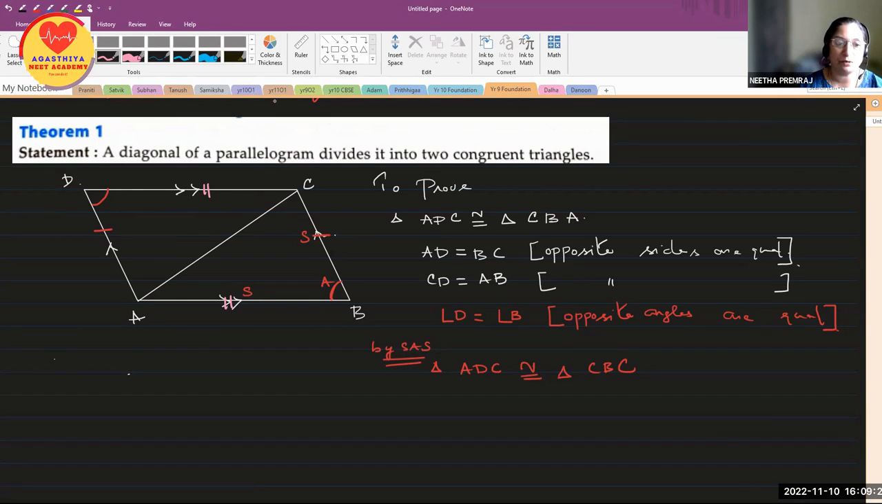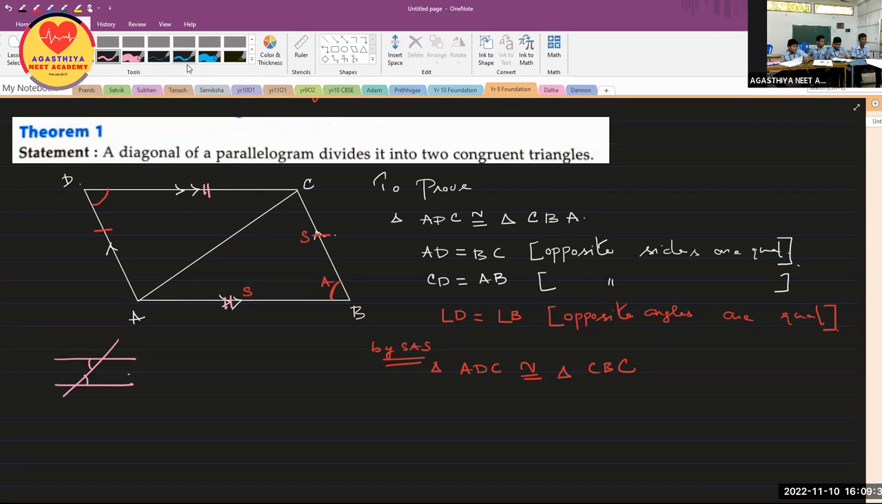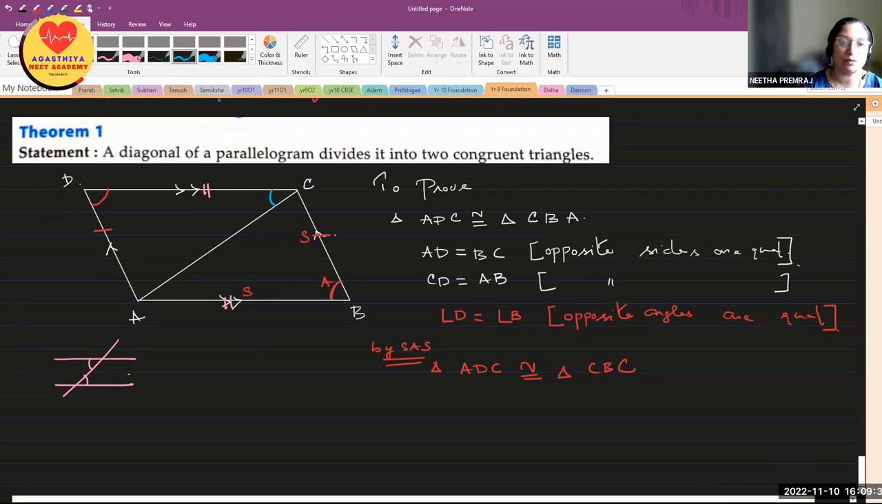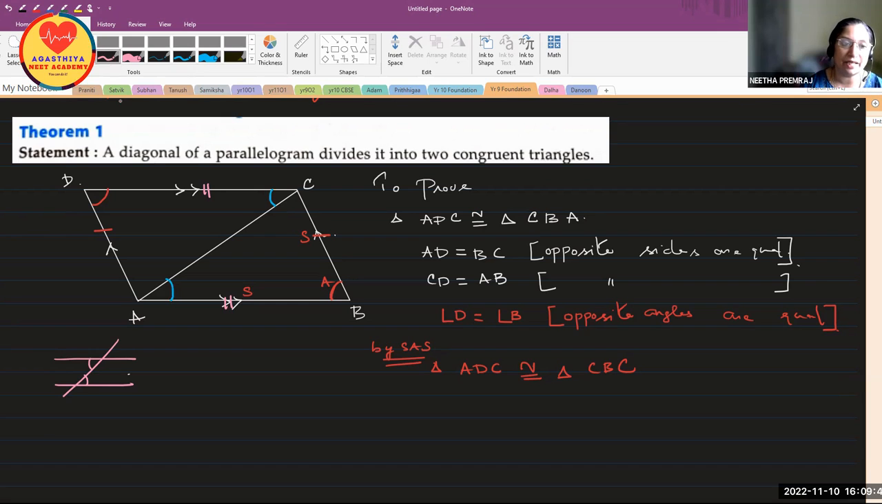We know that if two lines are parallel and there is a transversal, then this angle is equal, correct? In the same way, since these two are parallel, this angle is equal to this angle, correct? Then this angle again, AD is parallel to CB, so these two angles are equal as alternate angles. AC is common to both triangles, so by angle-side-angle you can prove these two triangles are congruent, correct?